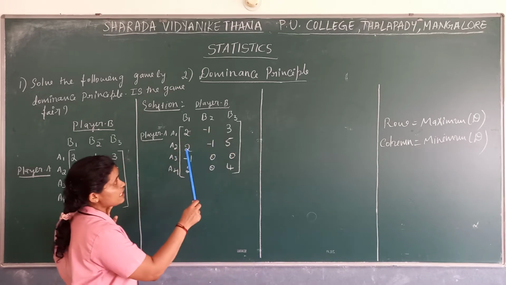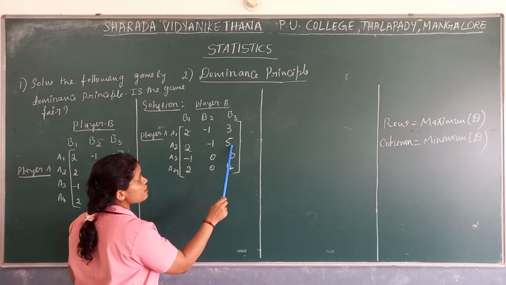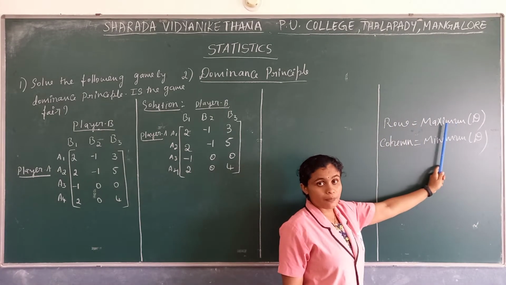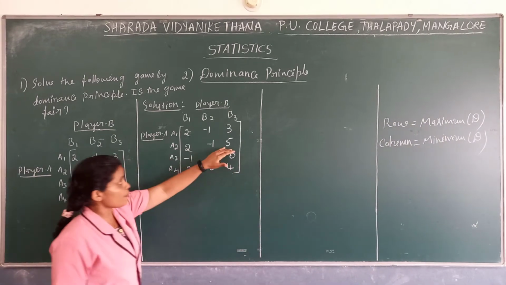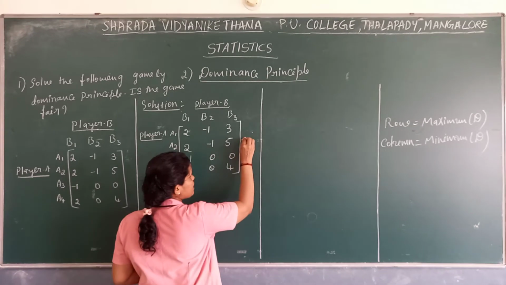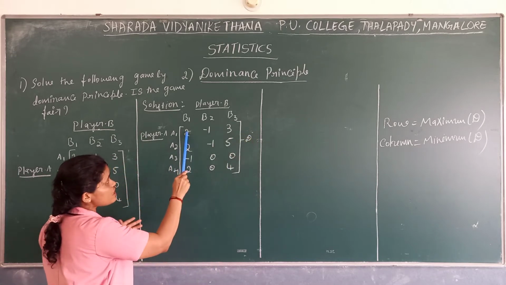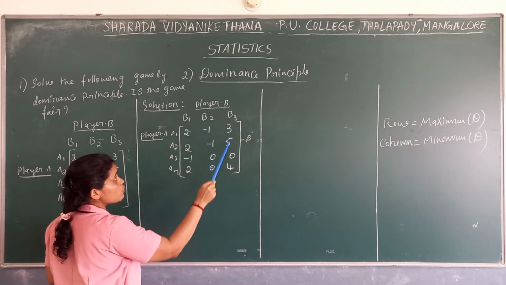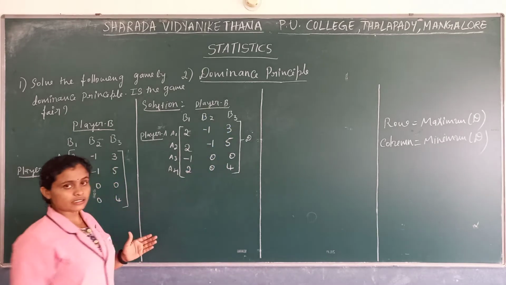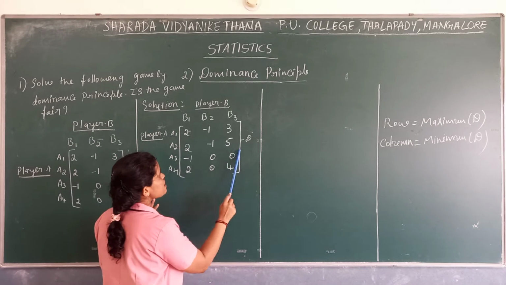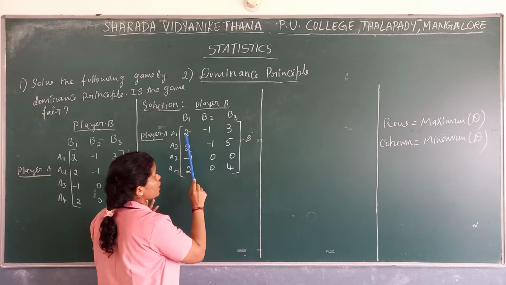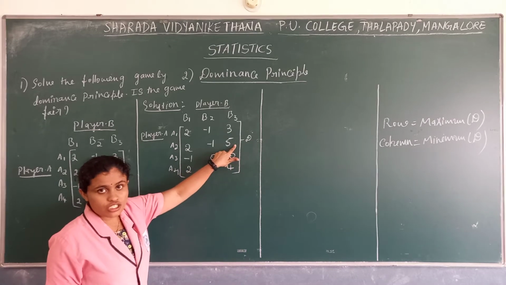Why do we consider it as the dominating one? Because it has the largest values. In row-wise comparison, the row which has the maximum values is called the dominating one. If some values are equal, it's okay, but one value is larger, 5 is larger than 3. So we consider this row A2, that is, strategy A2 dominates strategy A1. Now we got one particular row as the dominating one.